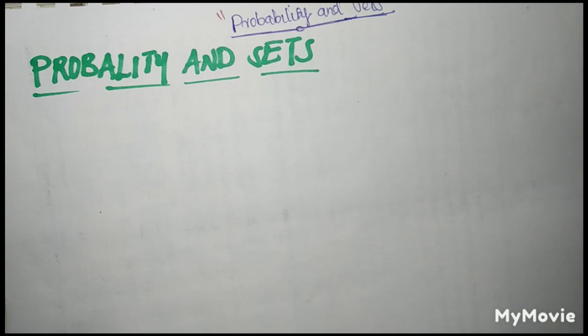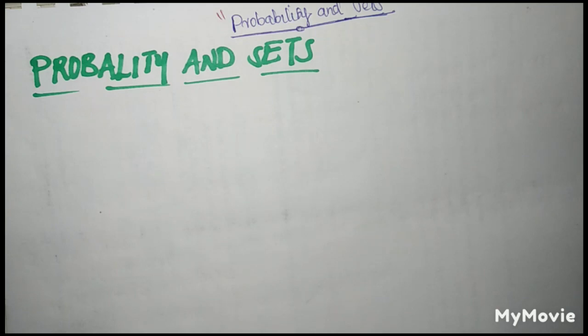Now, in our last video we said that probability is the likelihood that something will occur. So now we are going to discuss this probability alongside sets.